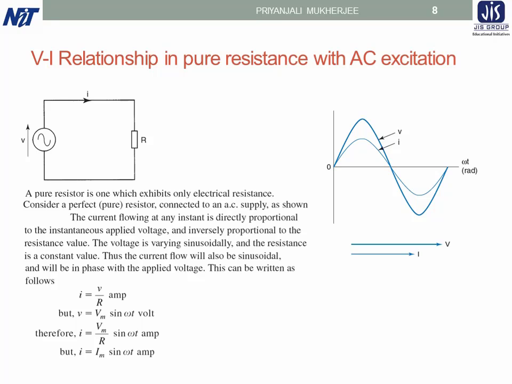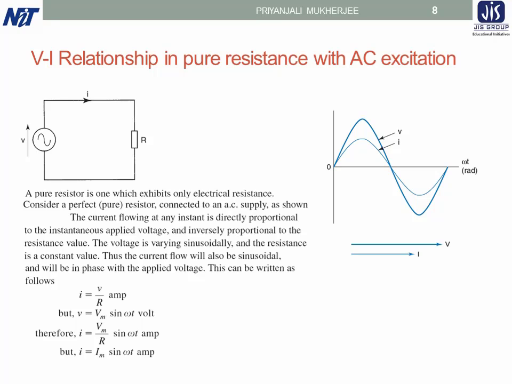Next is the VI relationship in pure resistance with AC excitation. So we know when a pure resistance is connected to the DC supply, then DC current is flowing through it. Now the AC supply has been connected to it.